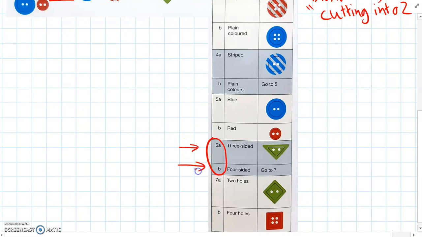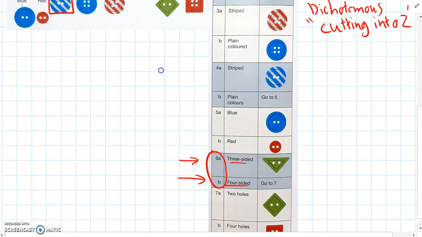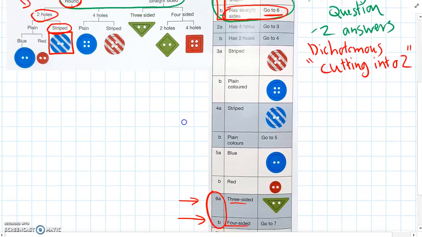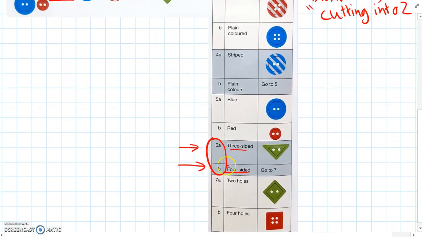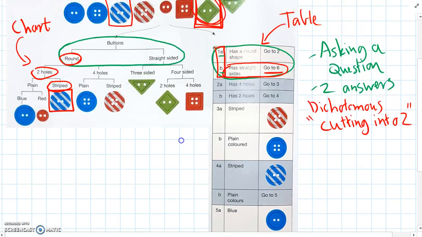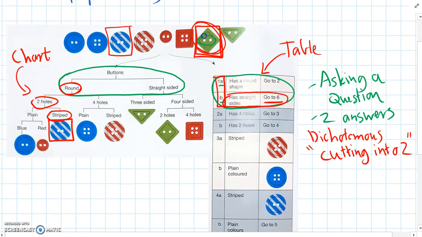And again, we look at the two different options. Is this button 3-sided or is it 4-sided? And we'll look back up at our button. We can see that it has 4 sides. So it's 4-sided. Now we go to number 7. Question 7. Its two options are, does it have 2 holes or does it have 4 holes? And we'll look back at our button. It only has 2 holes.